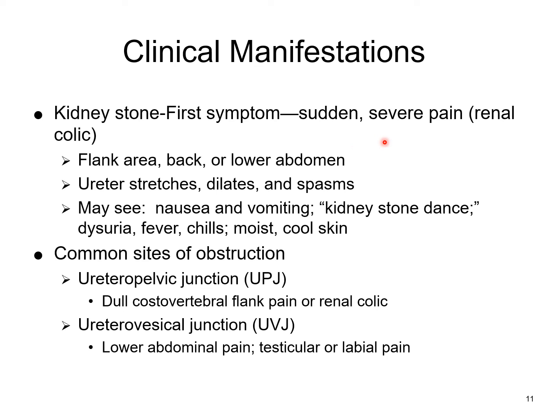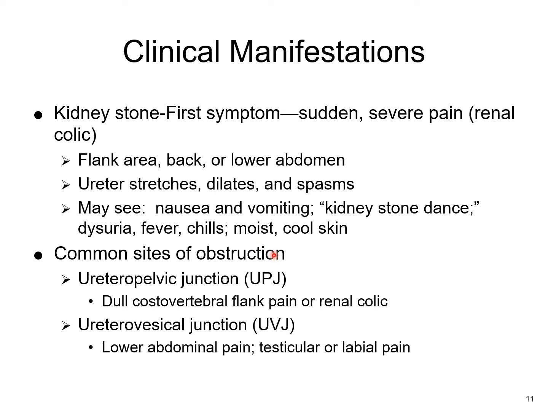Okay. When somebody has a kidney stone, the first symptom is sudden severe pain. They call this renal colic, and it can be in the flank area, the back, or the lower abdomen. Basically, the ureter is stretching, dilating, and spasming. The patient has a really hard time being comfortable, and they do the kidney stone dance, right? They'll sit, they'll stand, they'll lie down. It's really hard for them to be comfortable. You may also see things like nausea and vomiting, dysuria, fever, chills, moist skin, all of that.